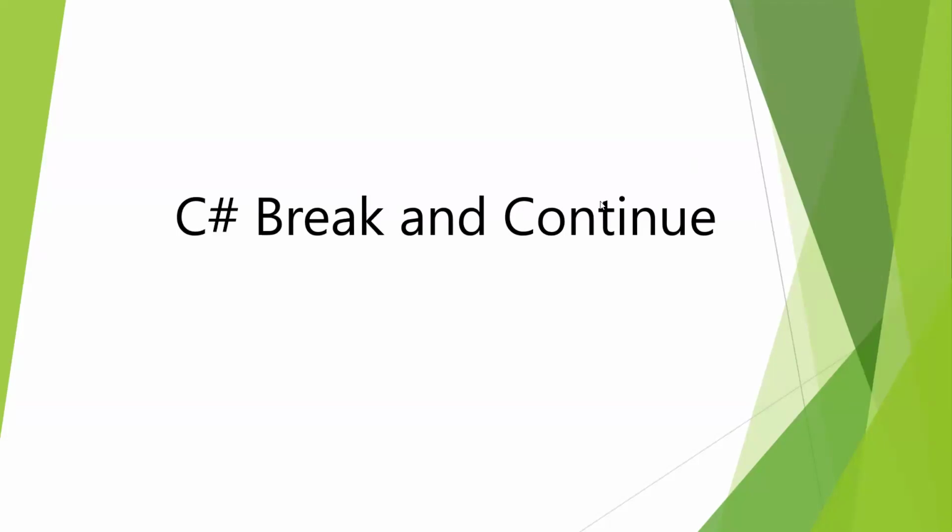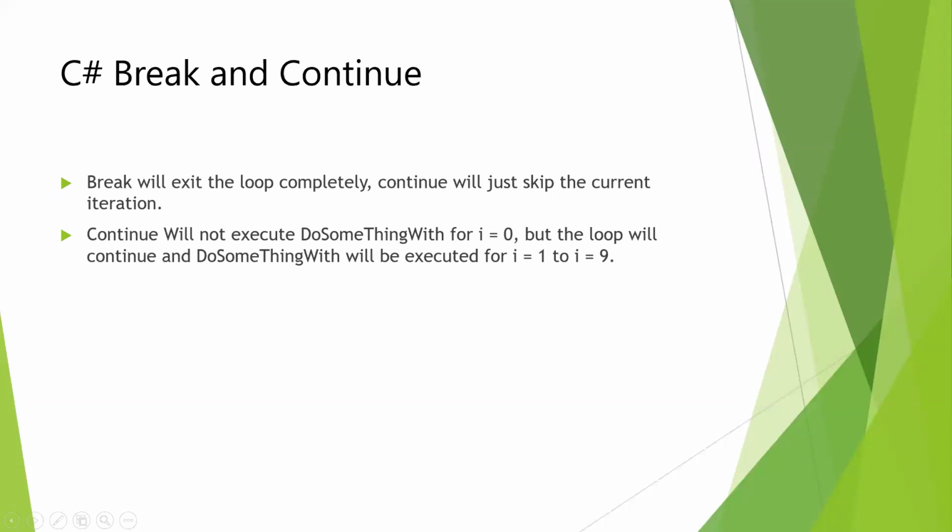When it comes to the definition, break will exit the loop completely. Continue will just skip the current iteration. So continue will not execute the method which I have, called do something, within a loop. I have some loops created, and we'll see in action what exactly break and continue look like. As I explain what will happen here, when you have an iteration, continue will not execute the method I'm expecting, but the loop will continue. But when it comes to break, the loop I'm expecting is not going to get executed.